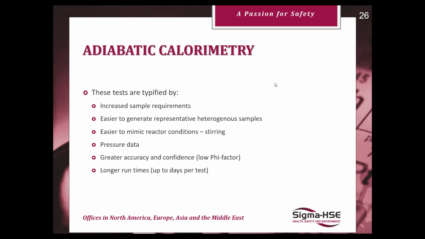It is also easier to mimic reactor conditions using this equipment because we can quite often have different stirring and other kinds of reactor conditions to make it more applicable to your process, rather than just having a constant temperature ramp. We also have pressure data at this point, which, as we've outlined, is very important when we're considering thermal stability. And these techniques have greater accuracy and a confidence in the results due to the lower phi factor, the adiabatic nature of the testing.